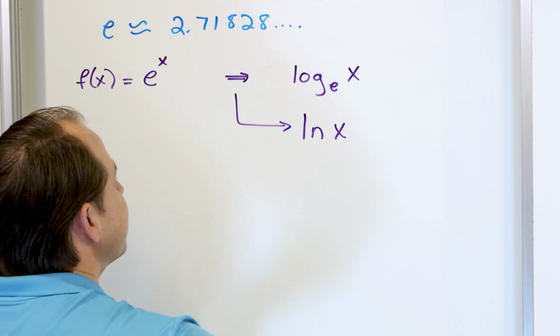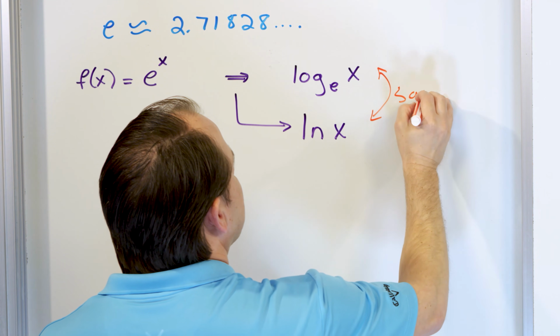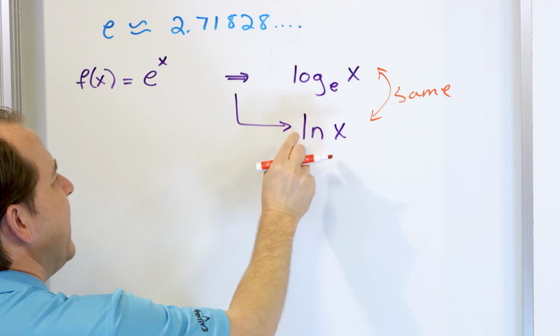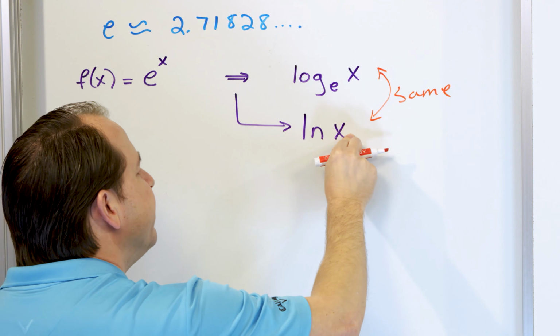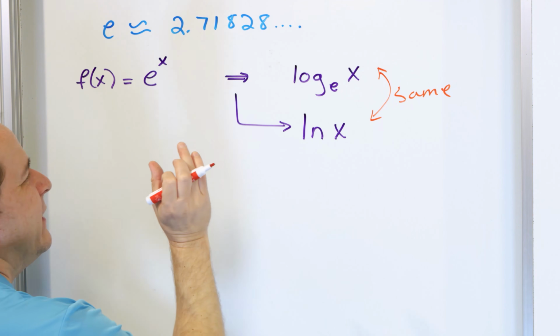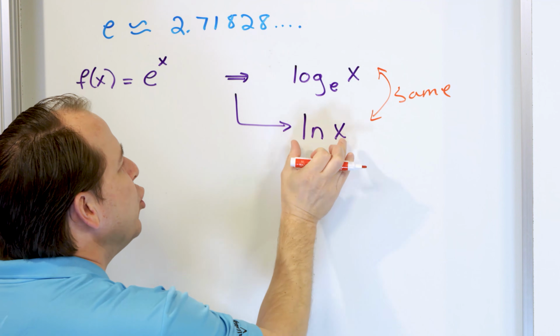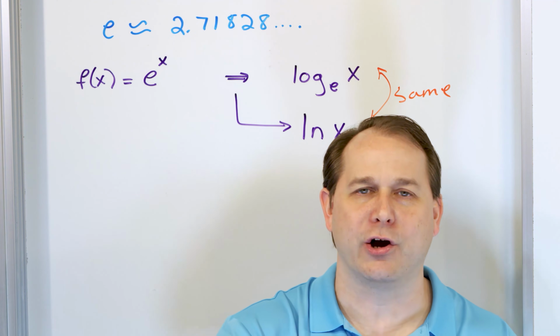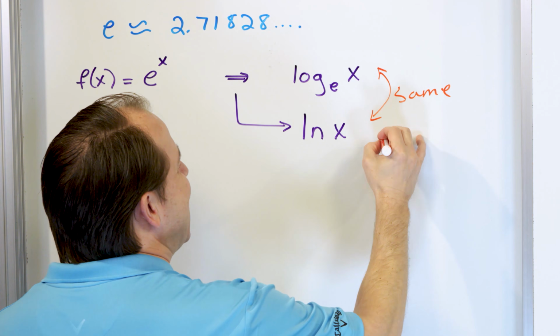So if you were to see in an equation somewhere ln of x, ln of some number, it means natural log of that number. It just means logarithm with a base e of that number. So the number e as a base is so special that we have its own logarithm for it, and the name of that logarithm is called the natural logarithm.